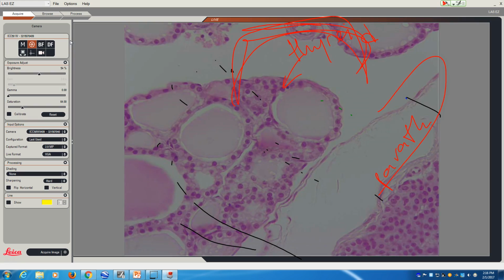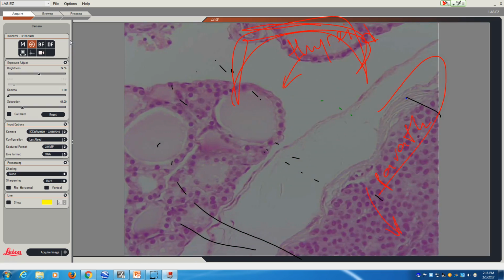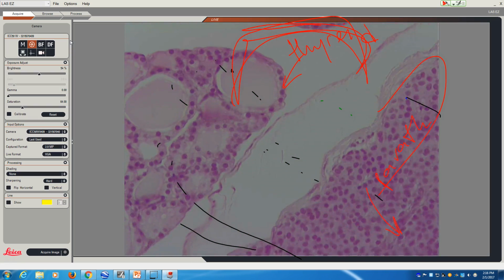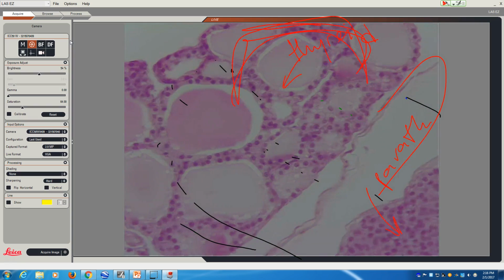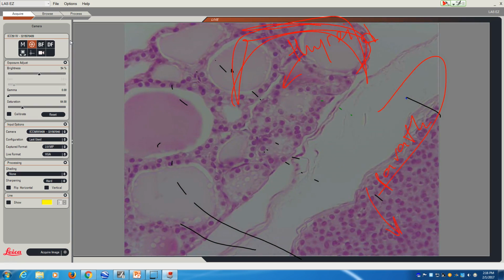Now, these cells, what would they be? Cells of the parathyroid gland. Huh? That produce parathyroid hormone. Chief cells, yes. What would be this structure? Follicle. Good?